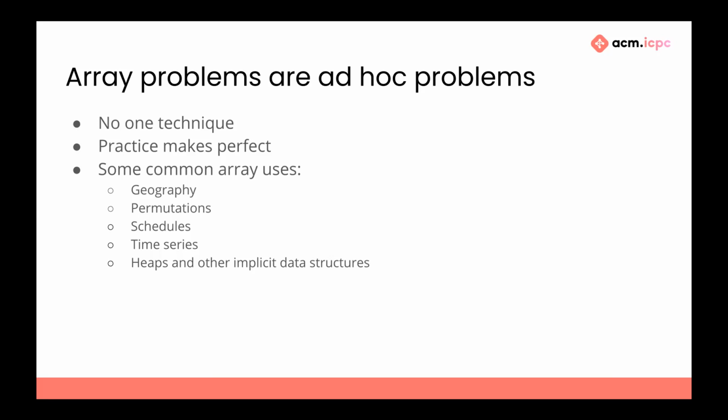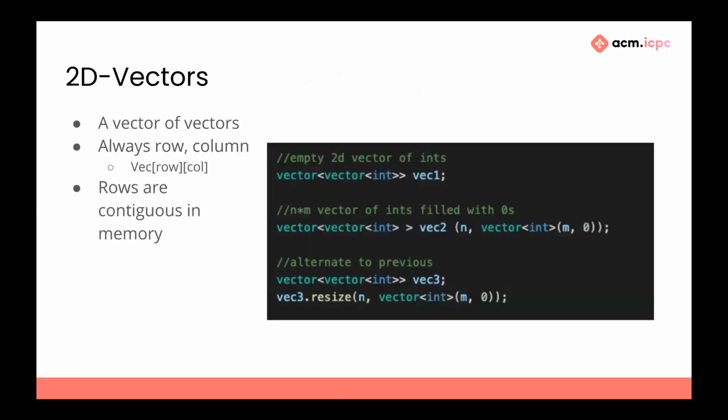Arrays can be used for schedules, for time series, and to implement other data structures such as heaps or binary search trees, or even hash maps. Okay, so let's talk about 2D vectors, and Tony can take over from here.